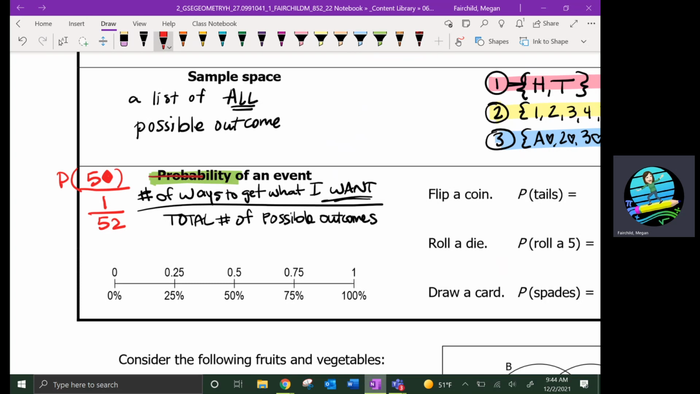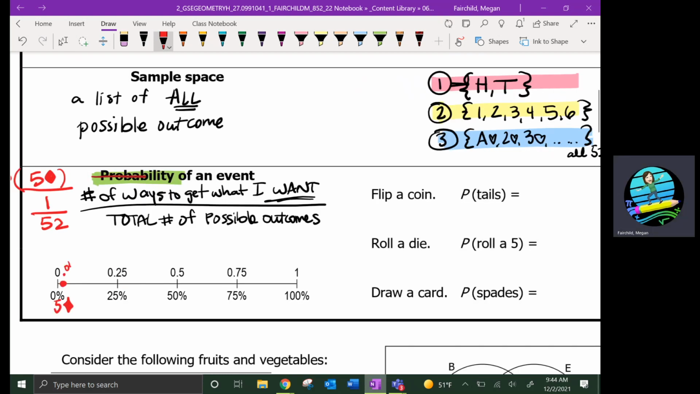1.9. No, that's not right. At least I tried. 1.9? No, it's less than 1, right? It's a probability. 0.01. So 0.01 is the probability of a 5 of diamonds. That's not a very high probability, right? Pretty low.